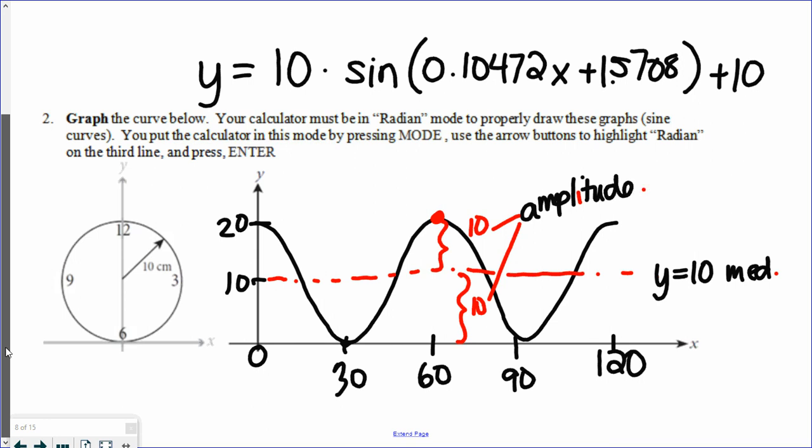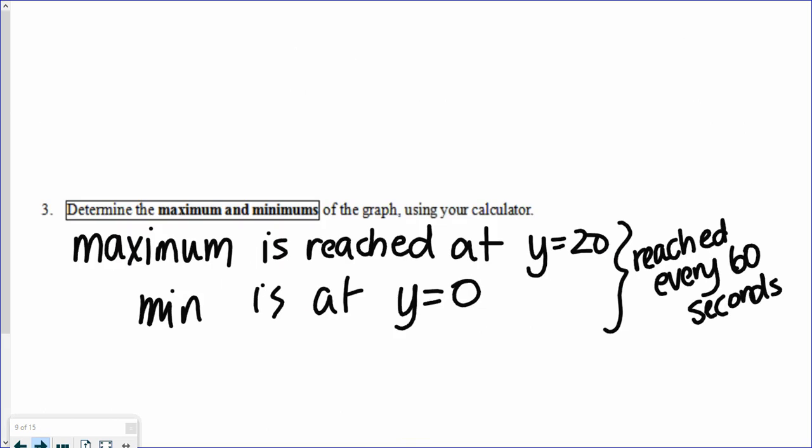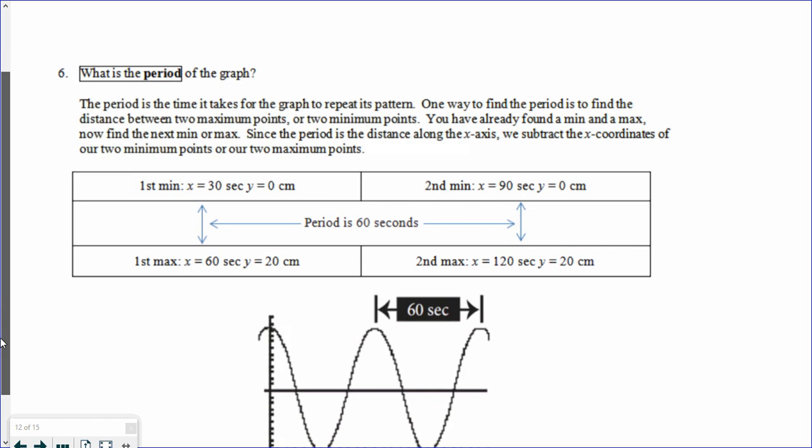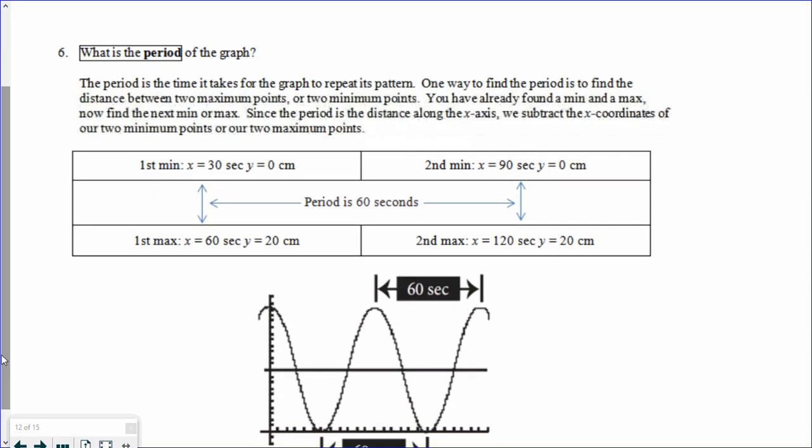And the last little bit of this one is the period of the graph. So the period is the time that it takes for the graph to repeat its pattern. So one way to find the period is to find the distance between two maximums or two minimums. We've already found a minimum and a maximum, so now we can find the next minimum or maximum.